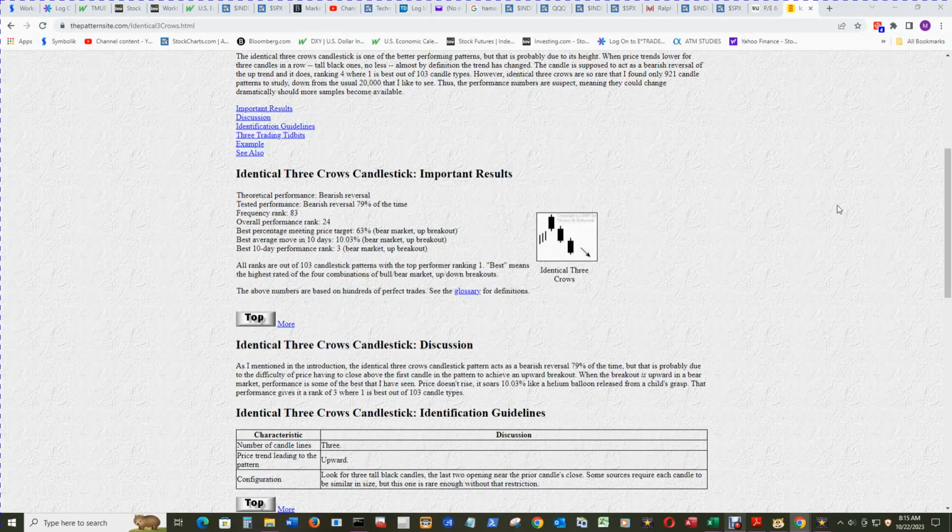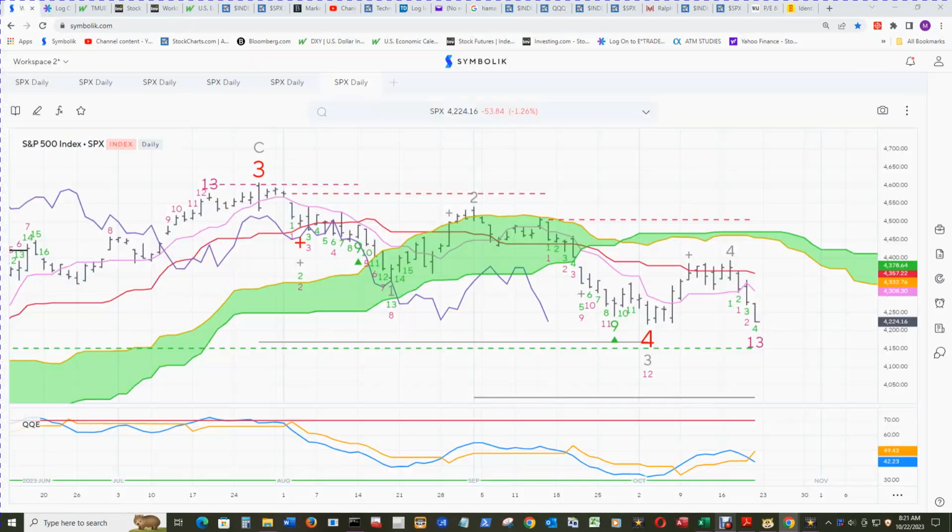And here's Bulkowski's explanation of this pattern. I'll let you pause and read it for yourself.